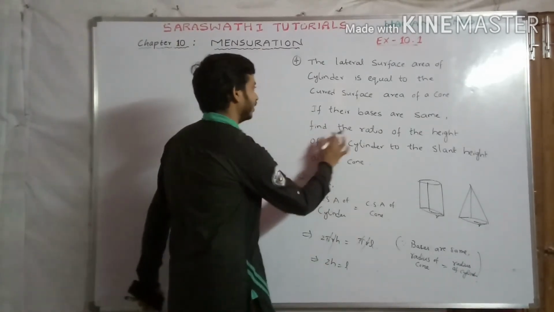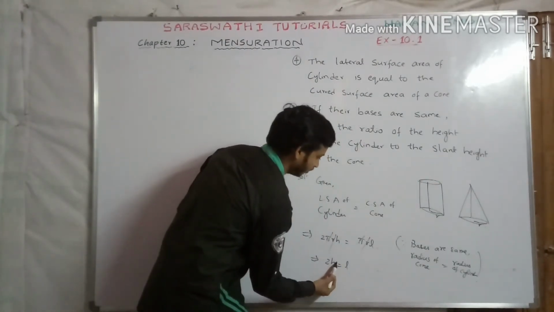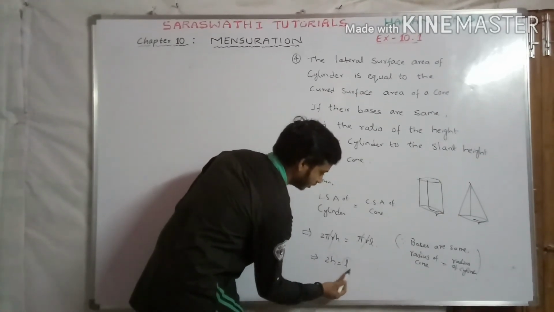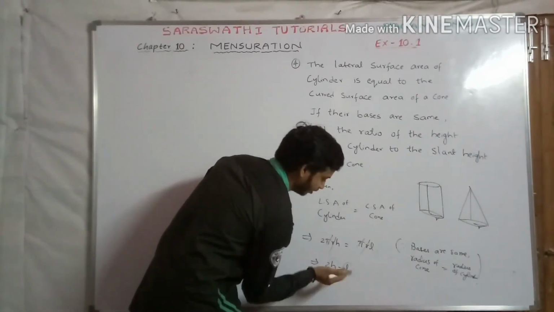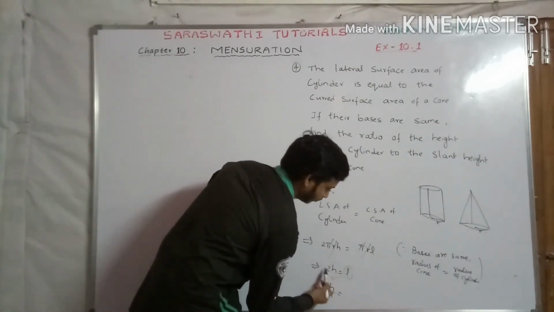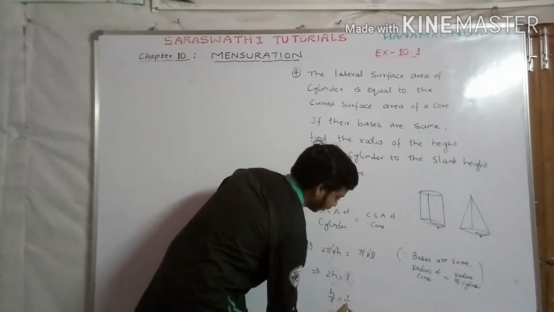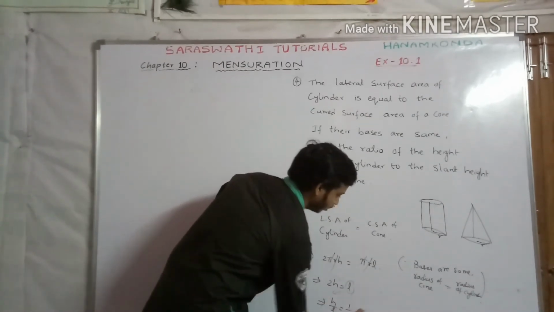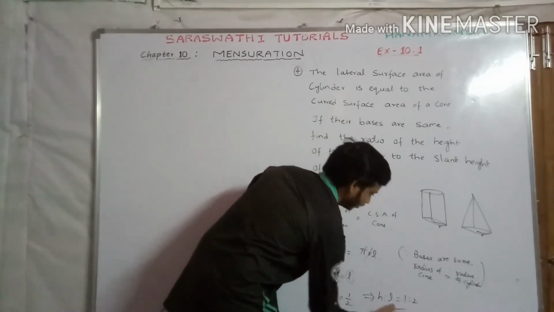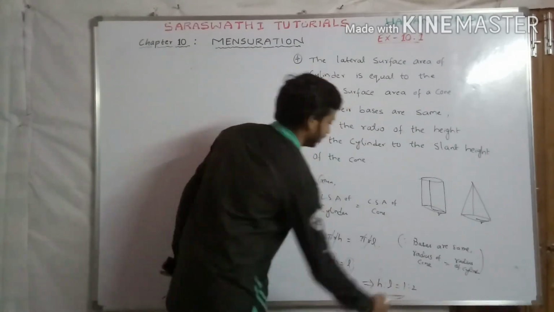Okay. So we have to find the ratio of the height of the cylinder to the slant height of the cone. That means we have to find h is to L. So this L on the right side comes to the left side and gets divided with the left side term. That means h by L equal to, the 2 on the left side, when multiplied, comes to the right side and gets divided. That means 1 by 2. So h by L equal to 1 by 2. It implies h is to L equal to 1 is to 2. So the ratio of the height of the cylinder to the slant height of the cone is 1 is to 2. So this is the answer.